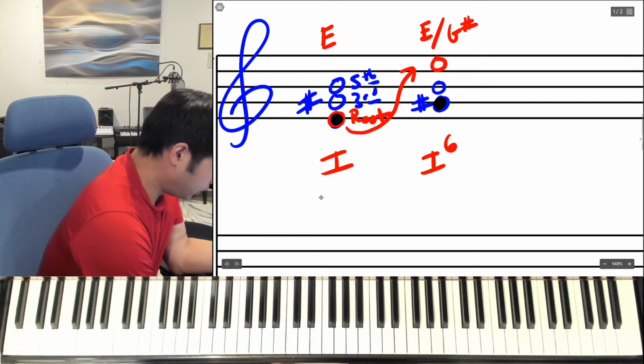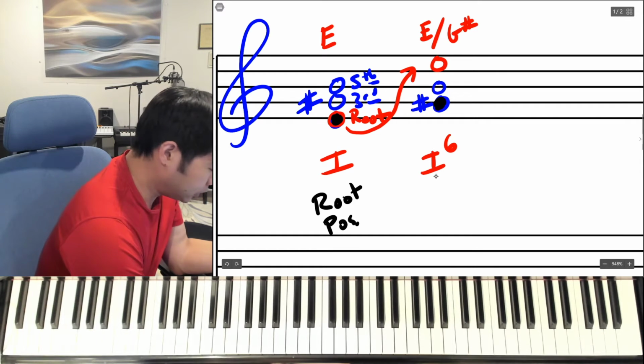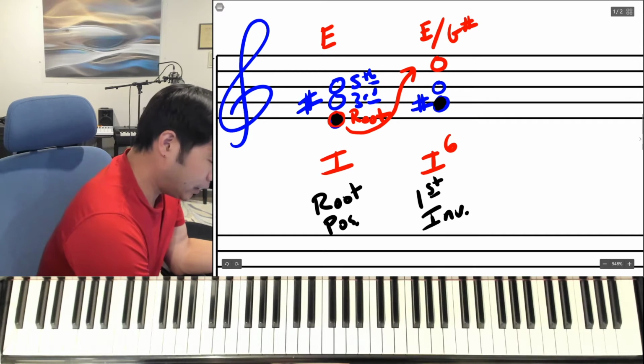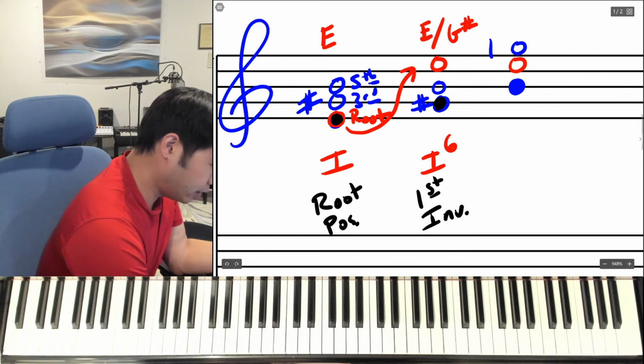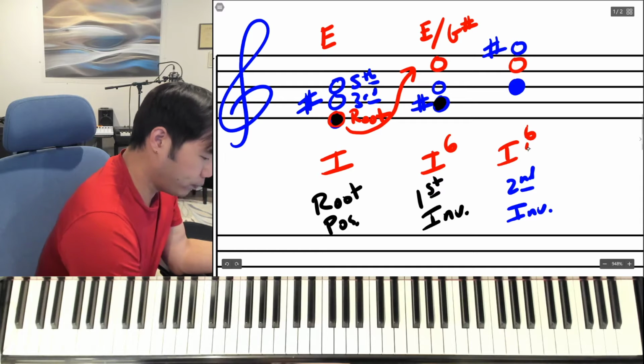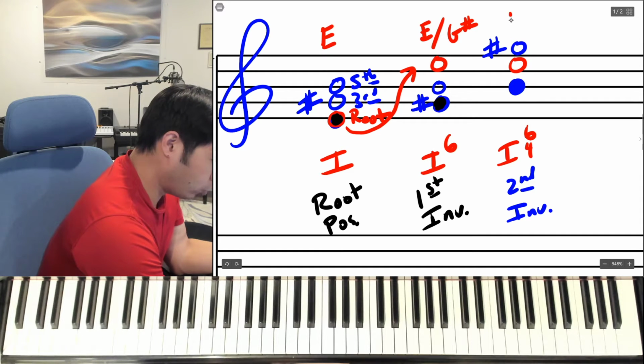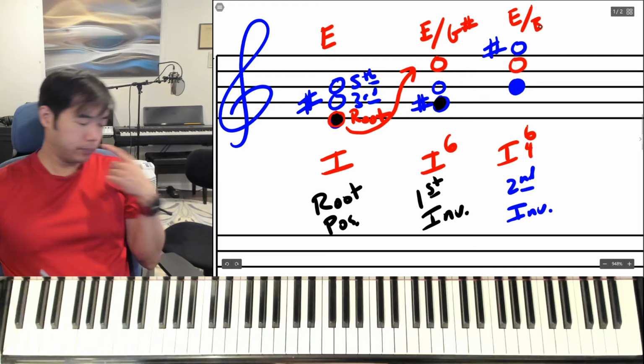So we have root position. If the third is in the bass position, we have first inversion. And if the fifth is in the bass, that means I'm going to invert this one more time. The fifth is in the bass, so we are in second inversion. The symbol for this is 1 6/4, still an E major chord, but this time it's E over B.